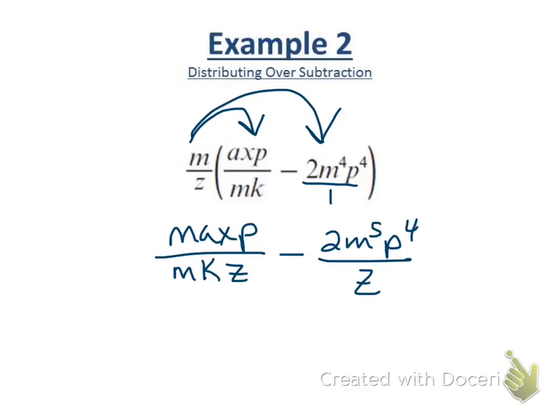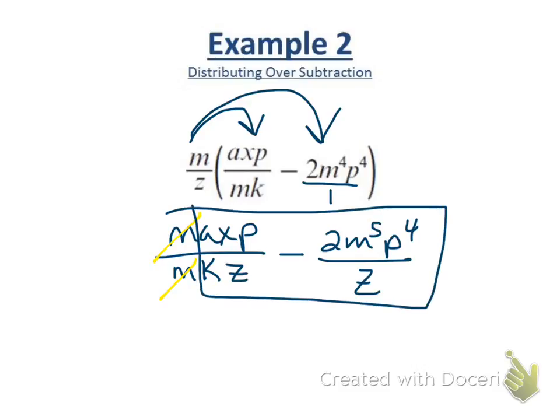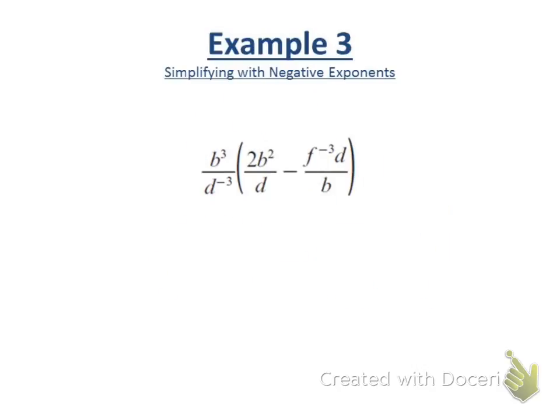The M's can be canceled here, and we're left with APX over KZ minus 2M to the 5th P to the 4th over Z. Again, really simple. It's just more of what we've been doing before. Okay? Now, what about negative exponents involved?